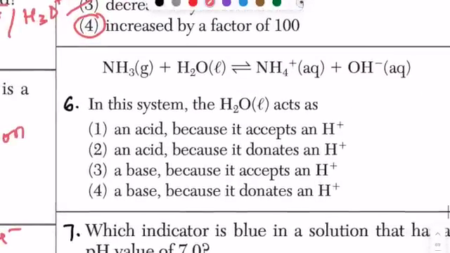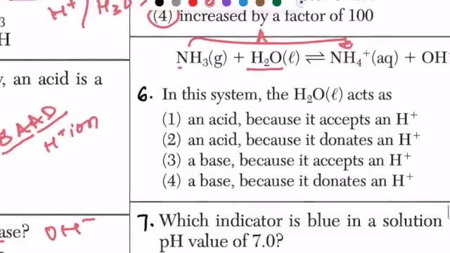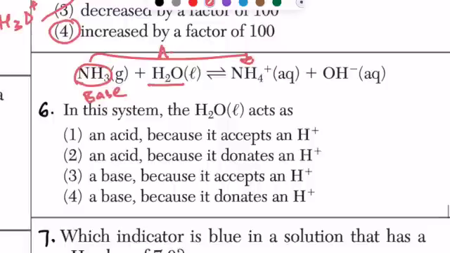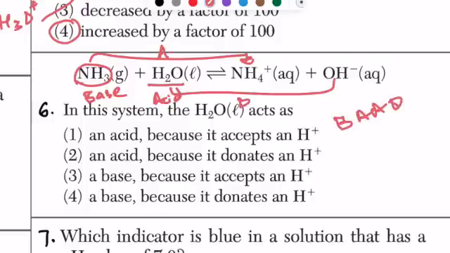In this system, the H2O liquid acts as... if you look at H2O, it looks like your NH3 is accepting a proton. So the thing that accepts is going to be the base, and your H2O in this case is converting into OH, so that is going to be the acid because it's donating. So once again, remember BAAD: base accepts, acid donates. So H2O in this case is an acid because it donates.